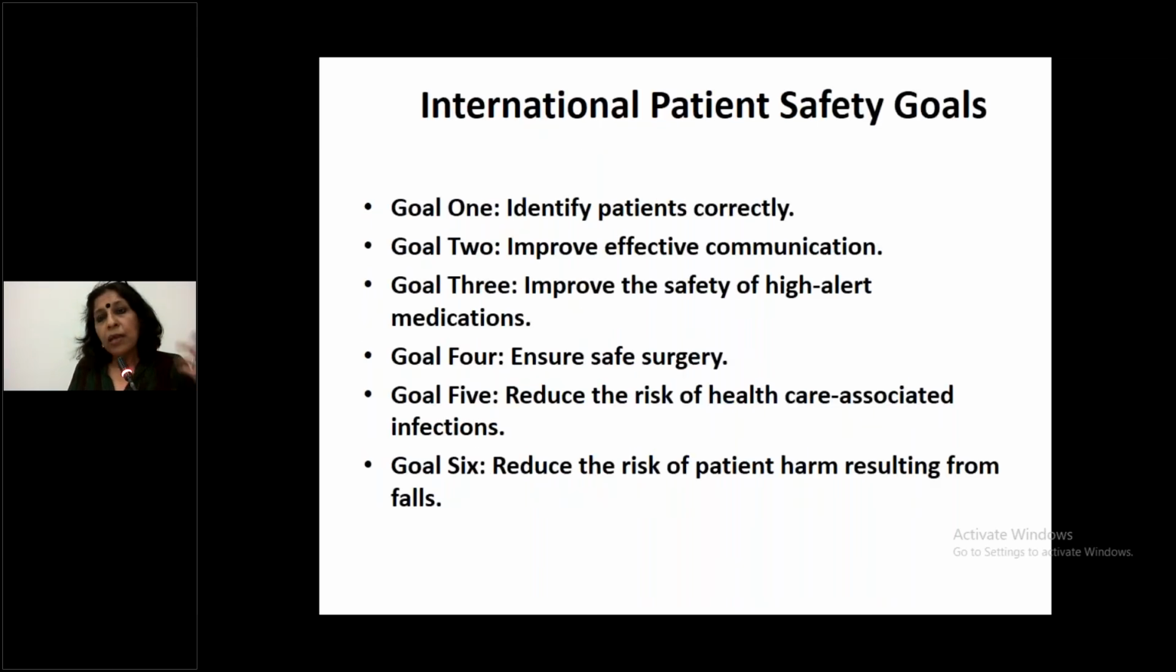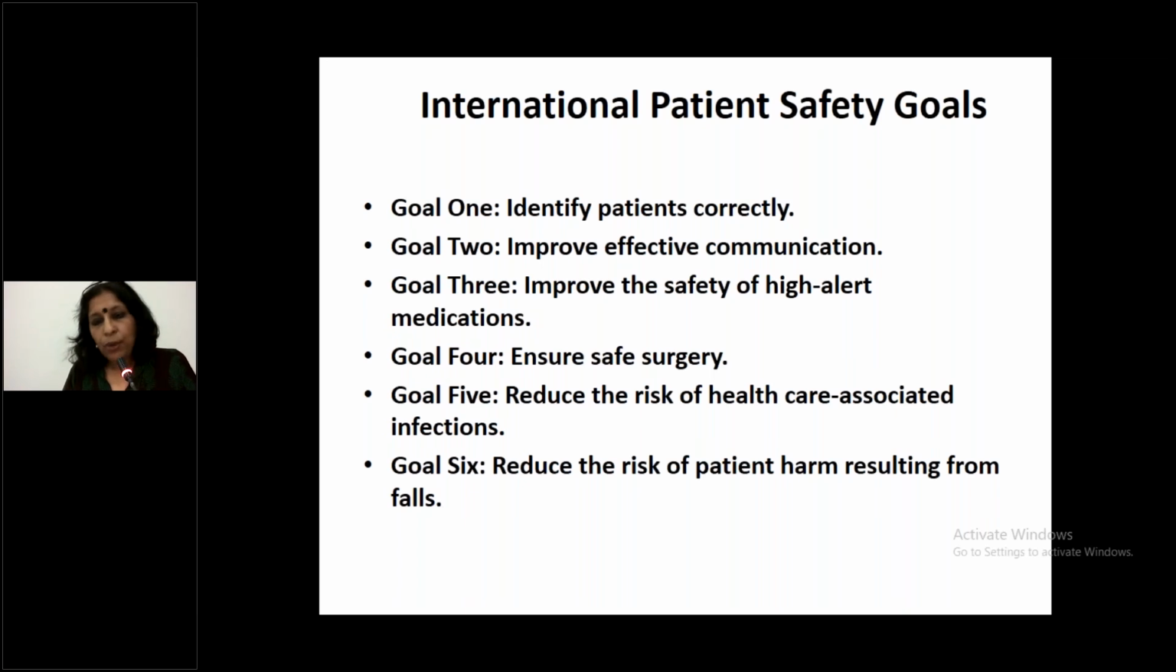In the international patient safety goals, why it is important to talk about these is that I talked about the national goals. In this, there are a couple of more common sense things which are very important and which we must amalgamate with our national goals also. Goal 1 is identifying the patient correctly. I earlier also talked about this. Right patient, right medicines. Likewise, right patient, right treatment is a very important part of patient safety. Goal 2 is improving effective communication and feedback between teams.